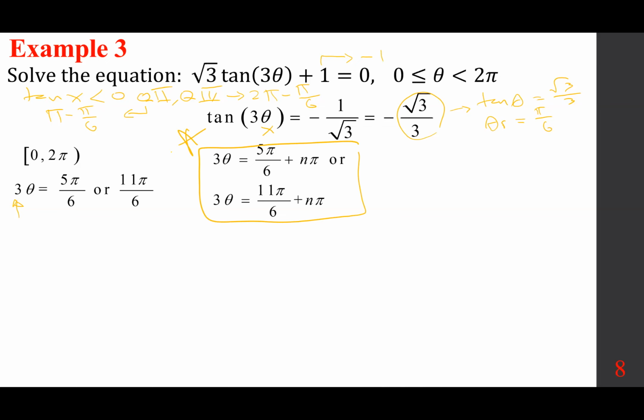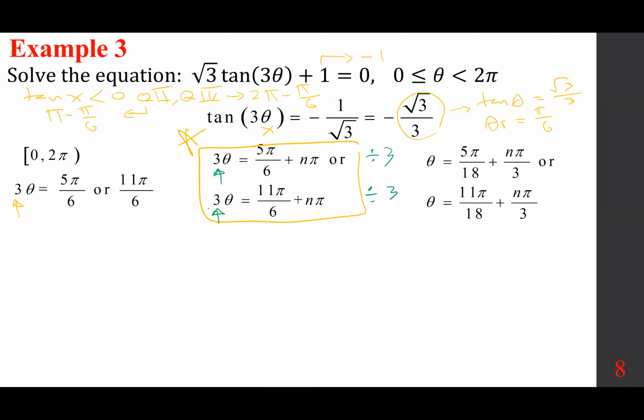And so now, in each case, we are going to divide by 3. Why is that? Because it's 3 theta. When we divide by number 3, we get 5 pi over 18 plus n pi over 3 for the first one. We get 11 pi over 18 plus n pi over 3 for the second one. So I want to make sure everybody's following this.